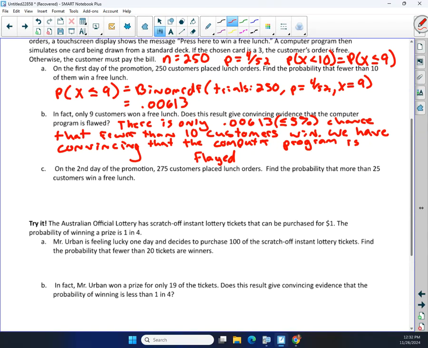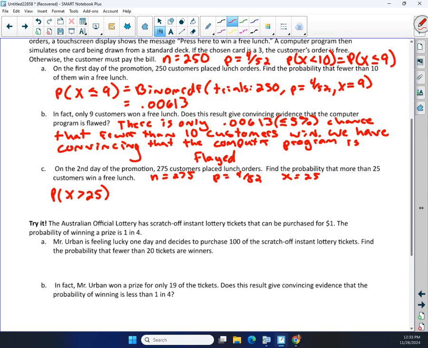On the second day of the promotion, 275 customers placed lunch orders. Find the probability that more than 25 customers. So this time I want the probability that X is greater than 25. So N is 275. P is still 4 out of 52. And X is 25. Okay, I want 25 or more.